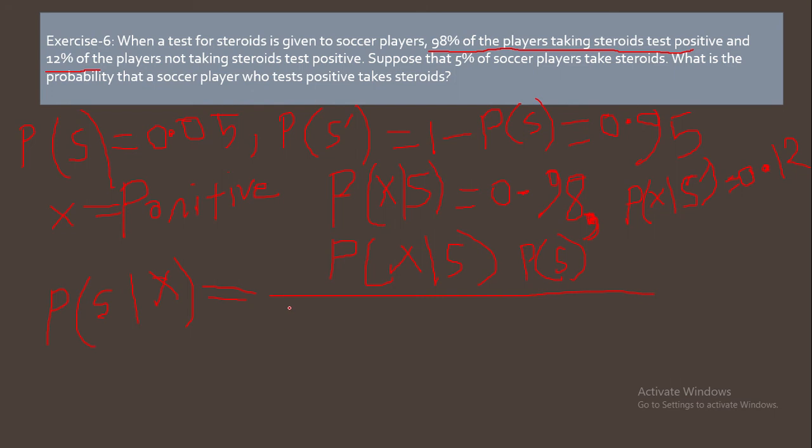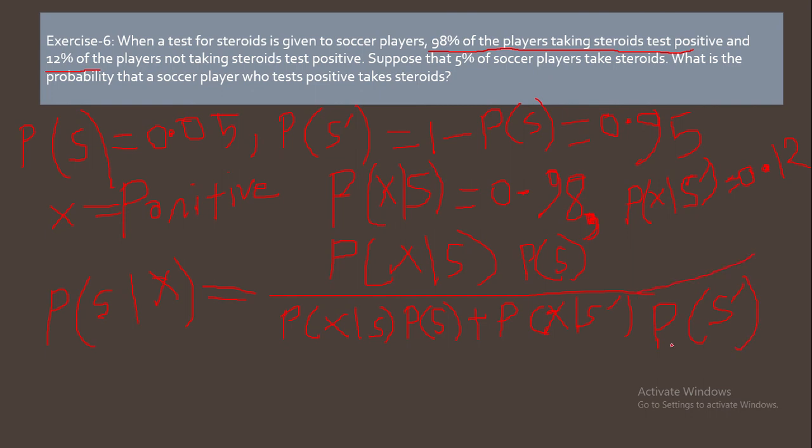divided by the total probability of someone being tested positive, which is that someone can be tested positive while he actually takes the steroids, and he can also be tested positive when he does not take the steroids, right? So P of X given that S into P of S plus P of X given that S prime into P of S prime, right? Now we have all the values we need.